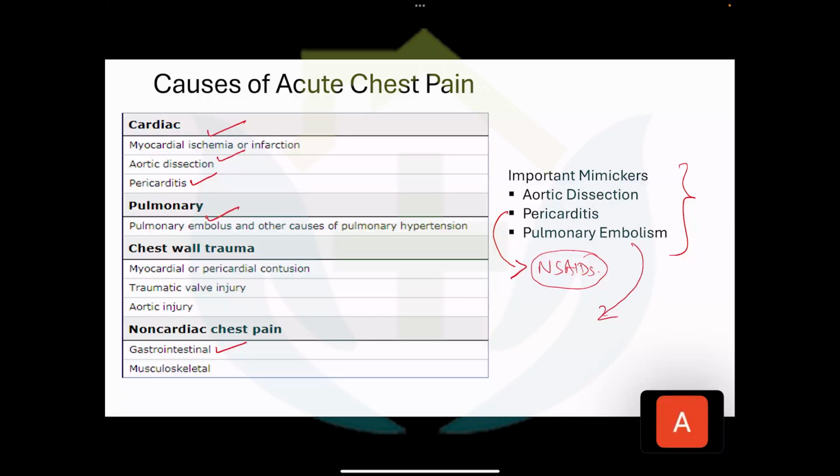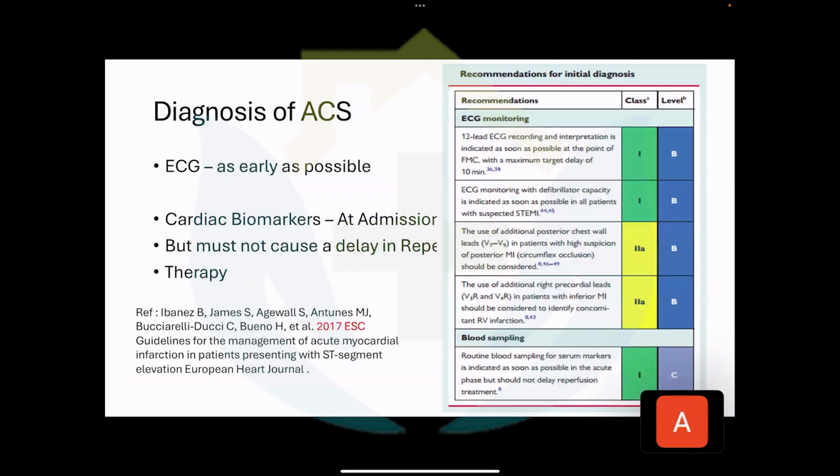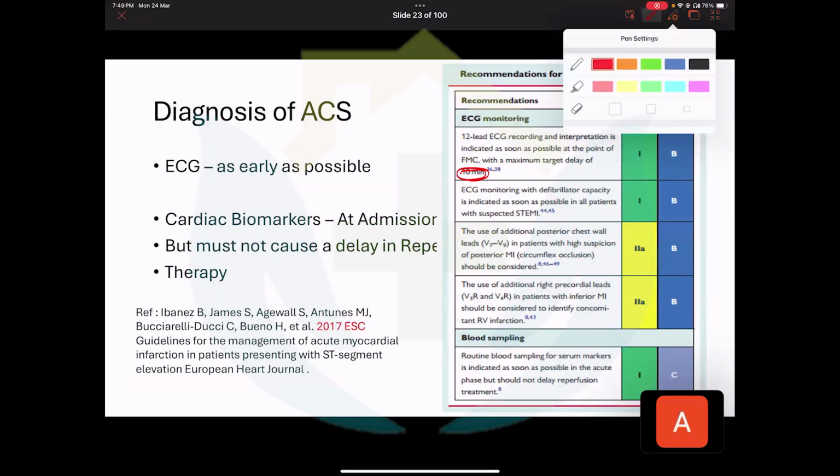Pulmonary embolism obviously is a separate topic, it's a separate issue. They will give a typical history of pulmonary embolism: a flight history, surgical history, immobilization history, and from there you'll get the idea. So coming to the diagnosis of acute coronary syndrome, the most important question is: what is the maximum amount of time that is allowed before you can do an ECG.